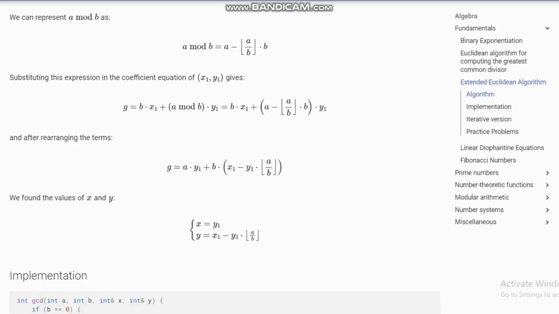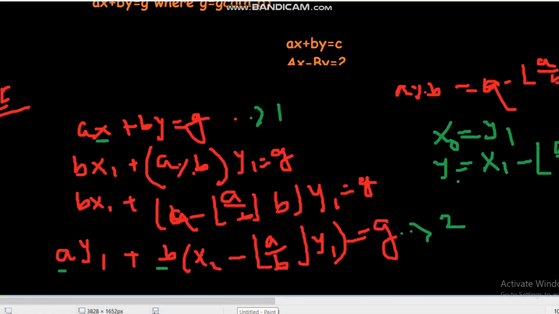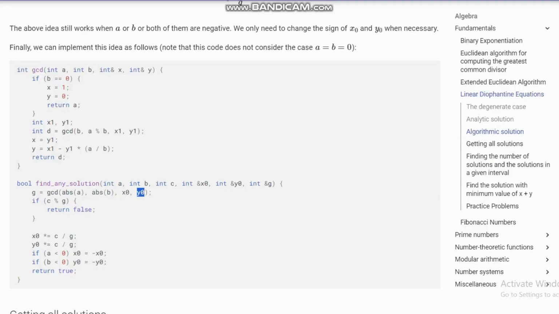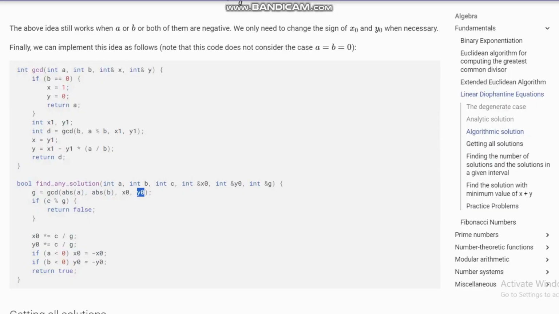Now let's look at the code. Here you can see that we are calling the GCD function. The GCD function will give us the GCD value, and the values of x0 and y0 will get modified because we are passing them by reference. Now we call the GCD function again, gcd of b comma a modulo b, with x1 and y1. After we have computed x1 and y1, the value of x0 will become y1, and y0 will become x1 minus a by b into y1.